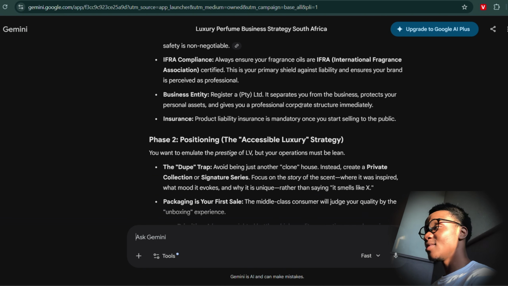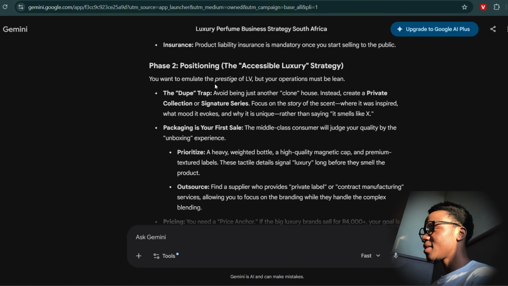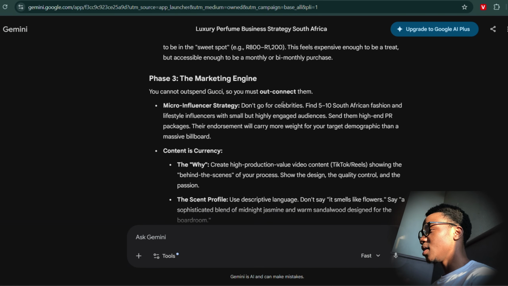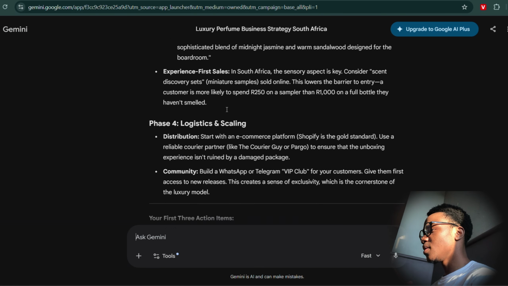Compliance, business entity registration. Here it starts with registration. Insurance, positioning, accessible brand, a dupe trap. Avoid being just another clone house. Instead, create a private collection and signature series. Okay, now we're getting into it. The marketing engine.